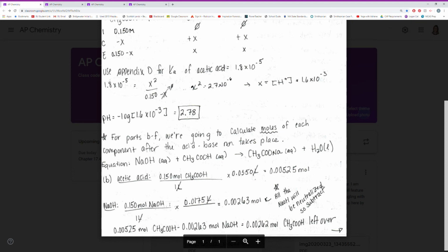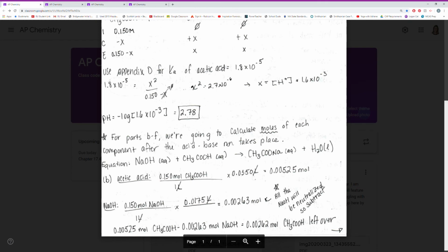And I did the same thing for the sodium hydroxide, except we're starting with 17.5 milliliters of the sodium hydroxide. And so I used that to cancel out liters, get into moles of sodium hydroxide, and I have 0.00263 moles of that sodium hydroxide. In this case, because I have less sodium hydroxide than I do of the acetic acid, the sodium hydroxide is all going to get neutralized, and all I'm going to be left with is the acetic acid.